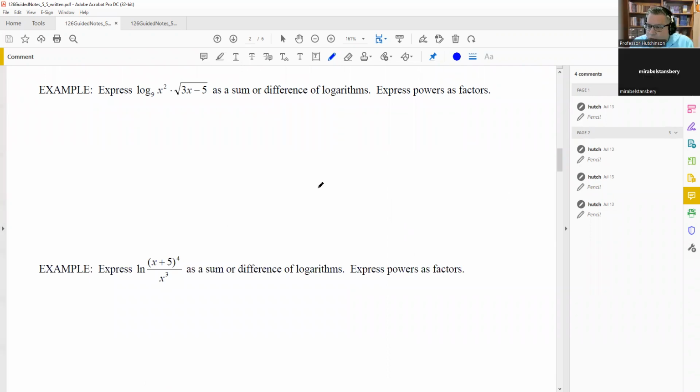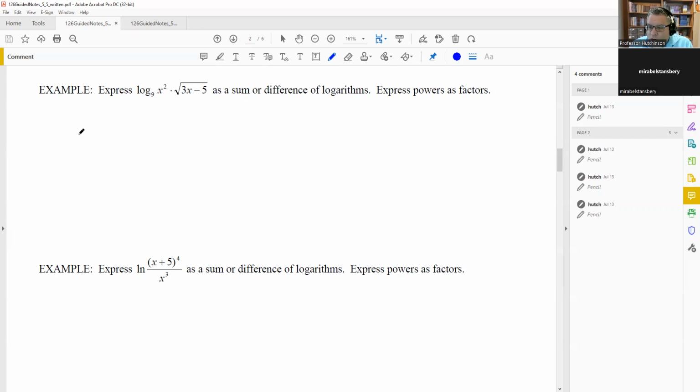All right, so for this, it says we want to separate this and split it up as a sum or difference of logs, express powers as factors. What express powers as factors means is that any kind of exponent, you're going to bring that down in front. So instead of a power or an exponent, it becomes a factor because it's now being multiplied out front. We're going to do that on this one here.